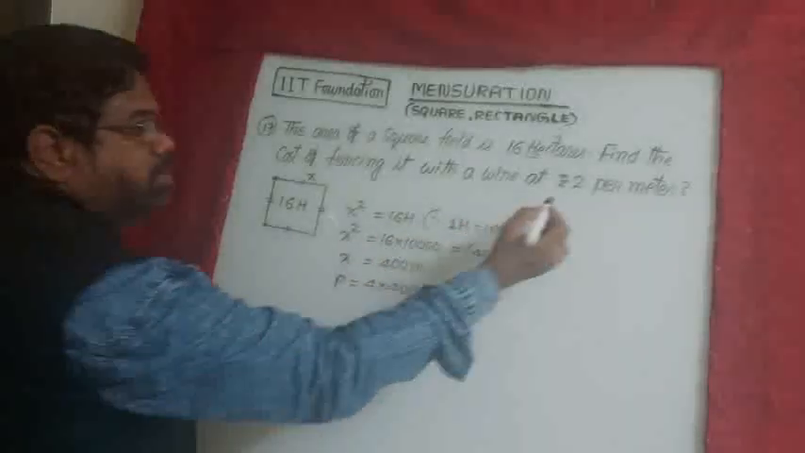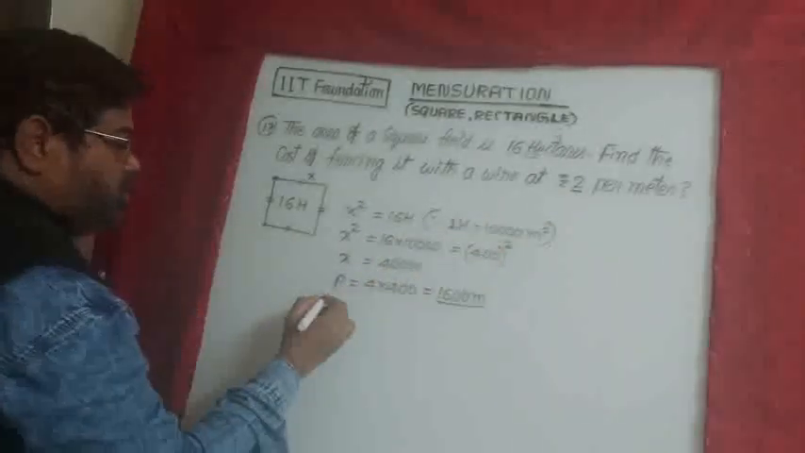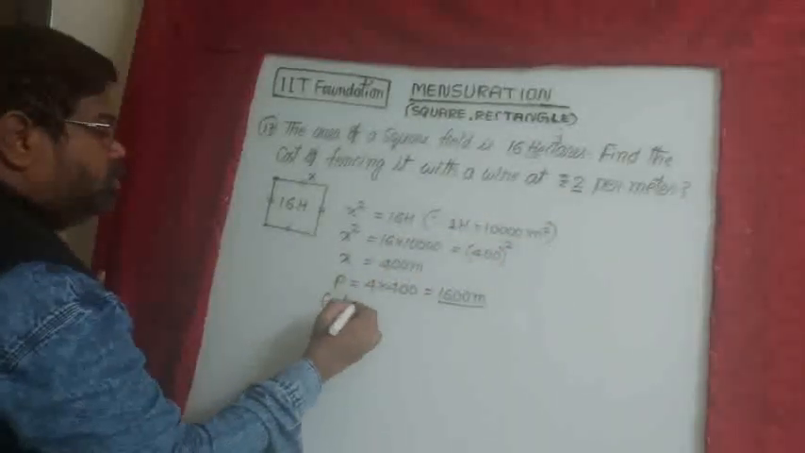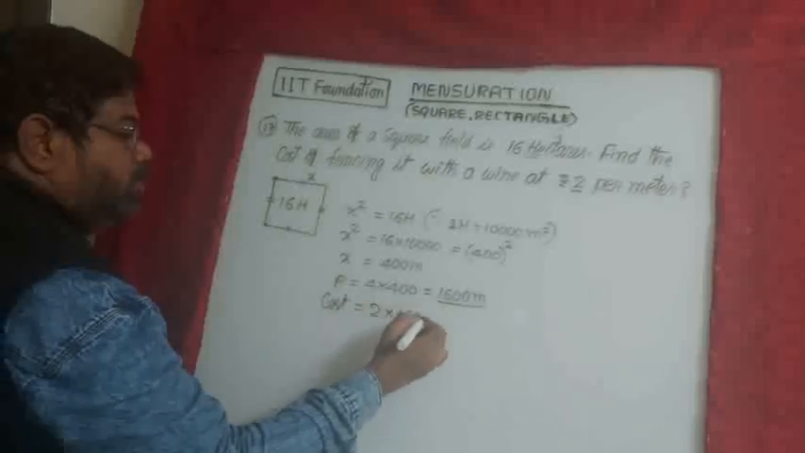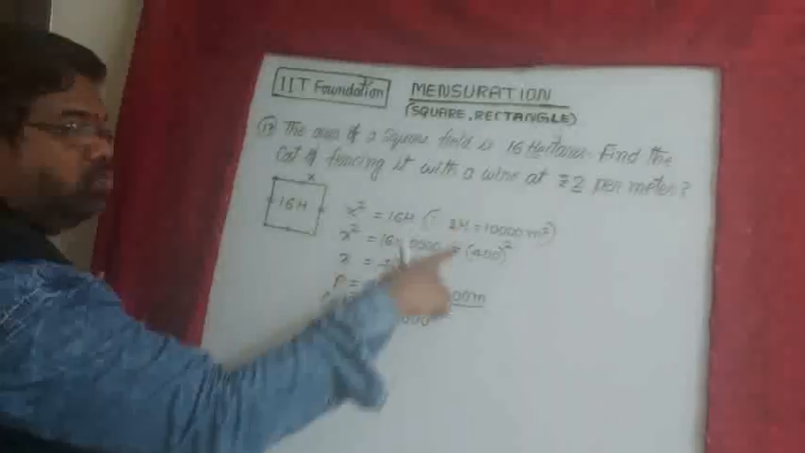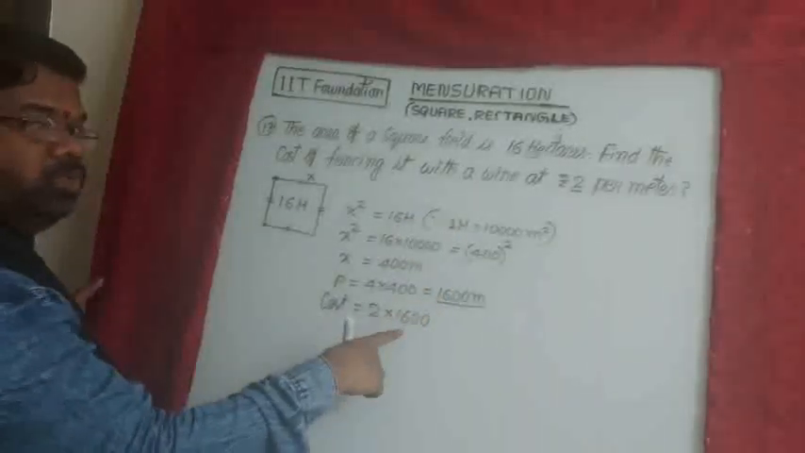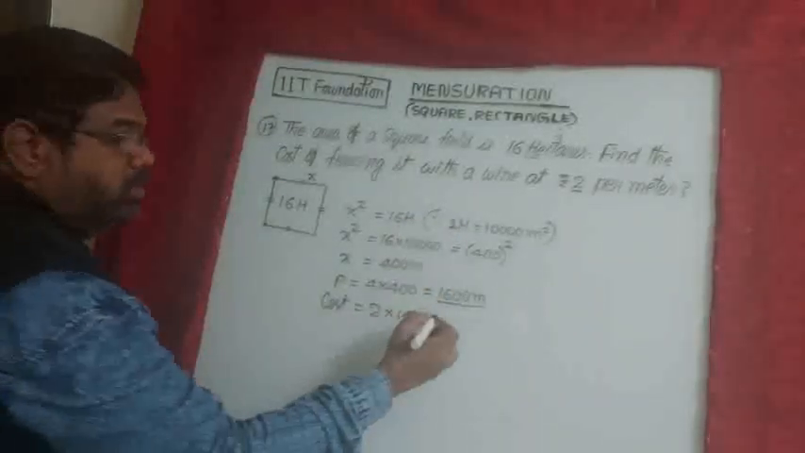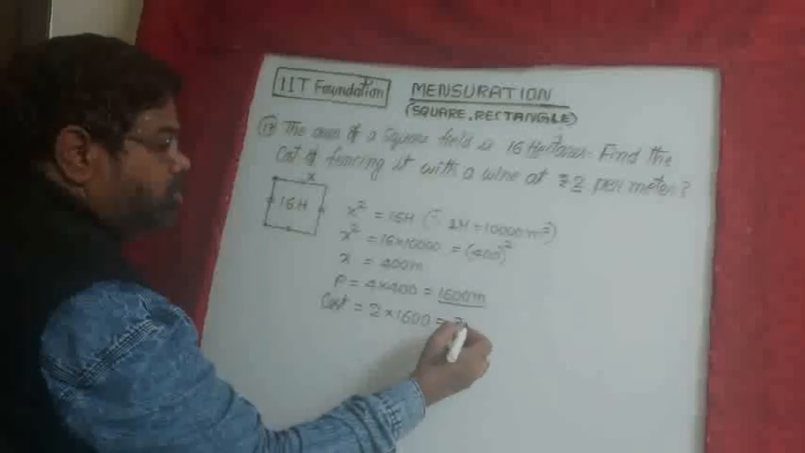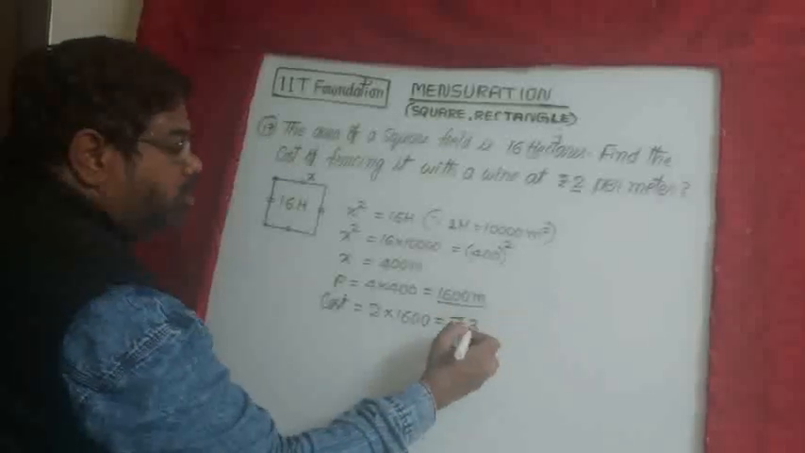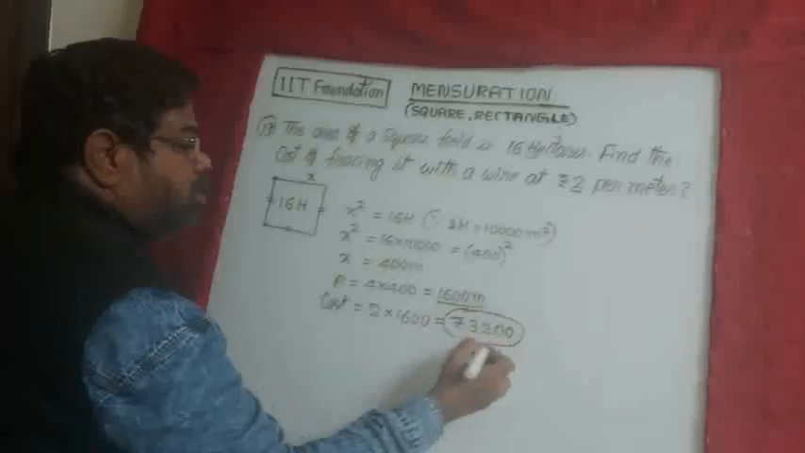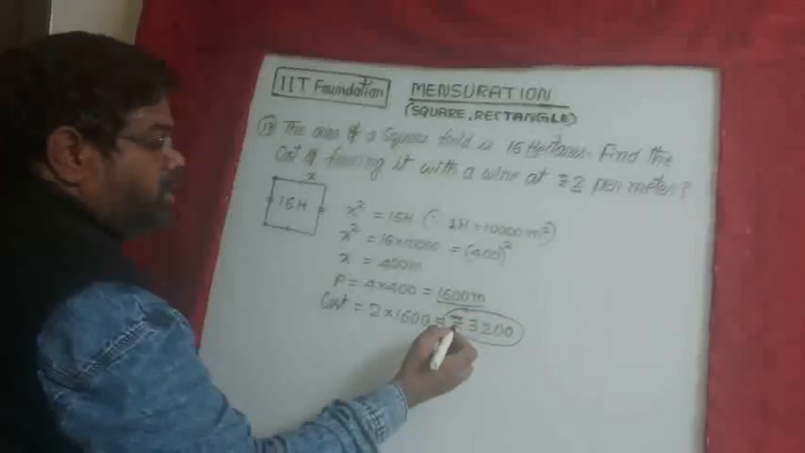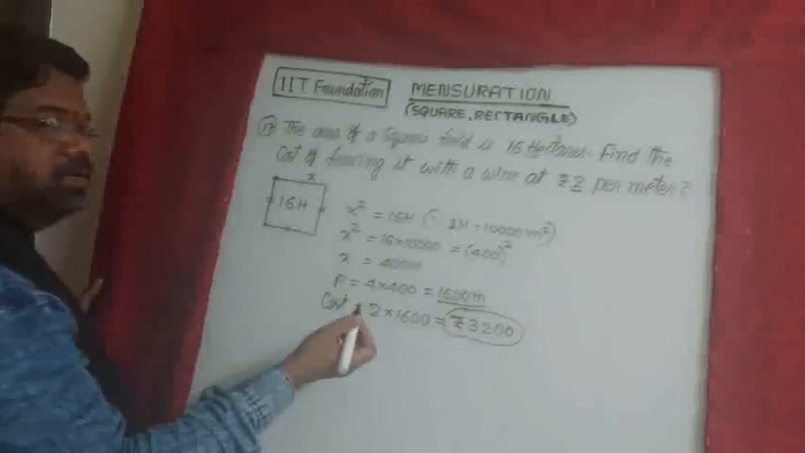How much is the cost of fencing for 1 meter? 2 rupees. Then what will the total cost be? So 2 into 1600. Per meter cost is 2 rupees, 1600 meters. So 2 into 1600, how much cost is it? 16 into 32, so 3200 rupees. So what is the cost of fencing around it at the rate of 2 rupees per meter?